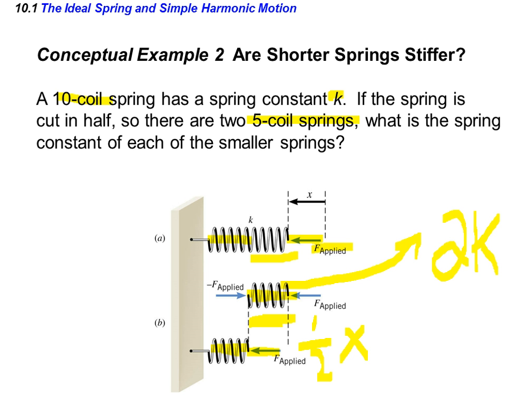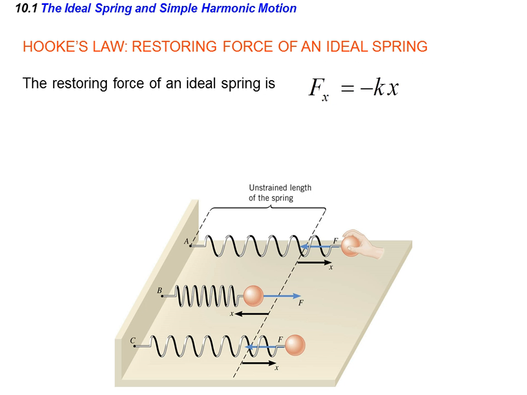If we cut the coils in a third, so say we had a 9-coil spring and we want to know what the spring constant is of just the 3 coils, well, that's going to be 3 times the original spring constant.